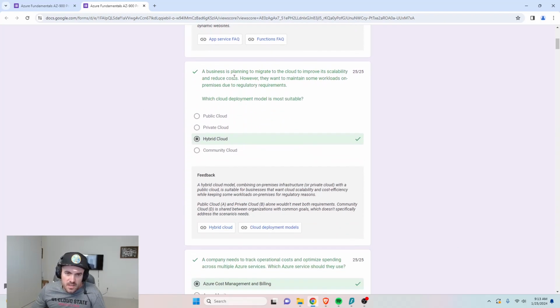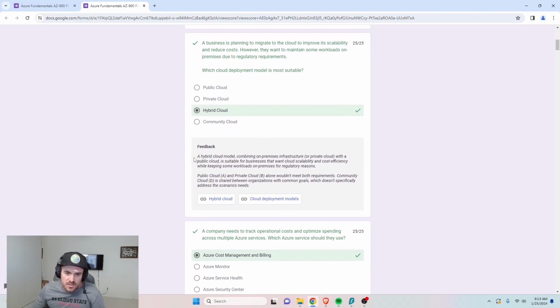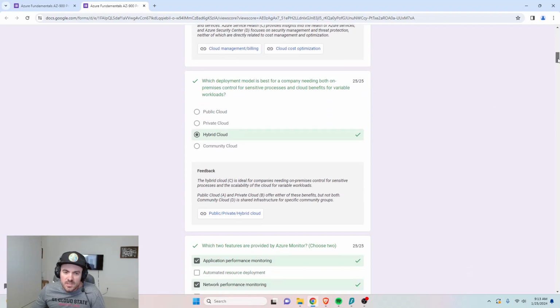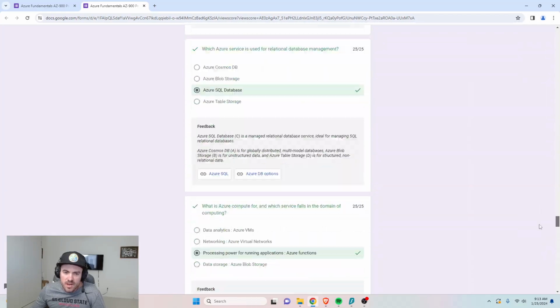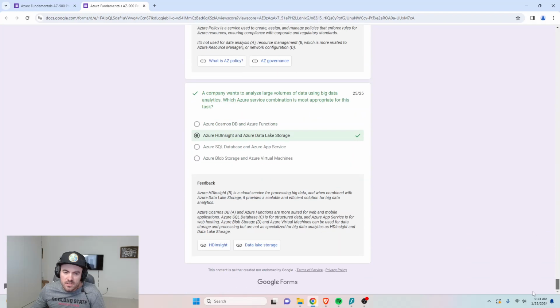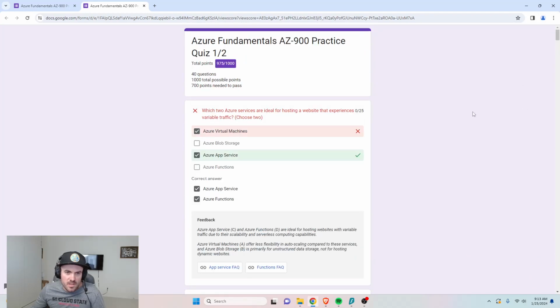All right, and you can see here, even if you get the correct answer, you'll still get your explanation and links to documentation so you can follow up and really drill down these concepts. But we're not going to spend too much time going through these because it looks like we got all these. I don't see any red. Nice. So we only missed one, so I would say this is definitely a passing score.